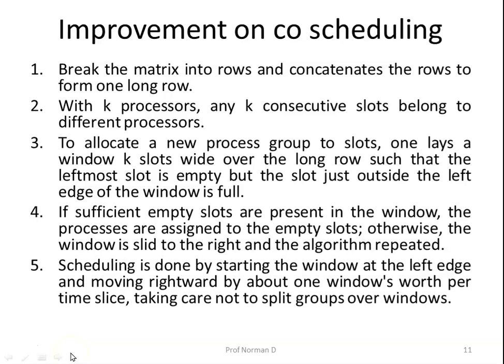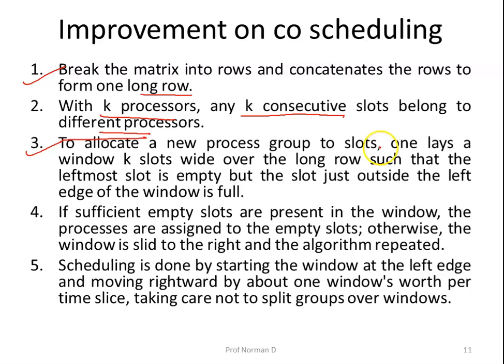Now how could co-scheduling be improved? One suggestion was to break the matrix into rows and concatenate the rows to form one big row with k consecutive slots which belong to different processes. Then to allocate a new process group to slots.